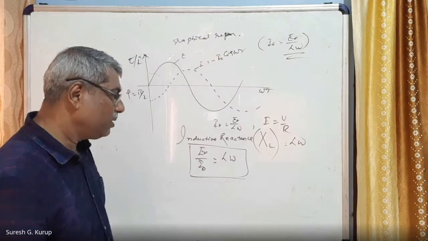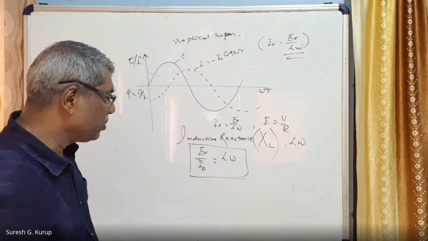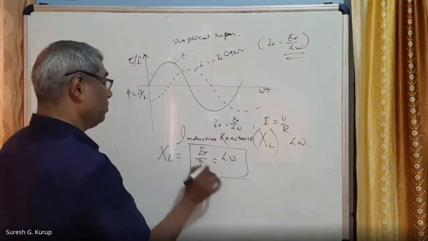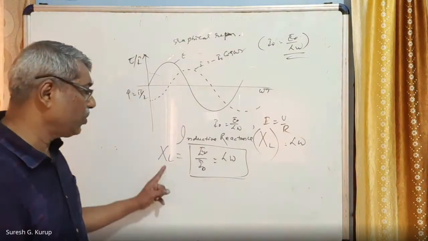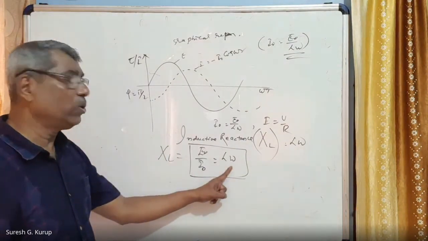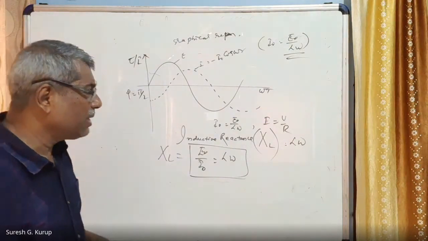E0 by I0 is equal to L omega. This is XL is equal to E0 by I0. For a pure inductor circuit, XL is equal to E0 by I0, which is equal to L omega. XL is equal to L omega, right? The same thing can be written in another form.